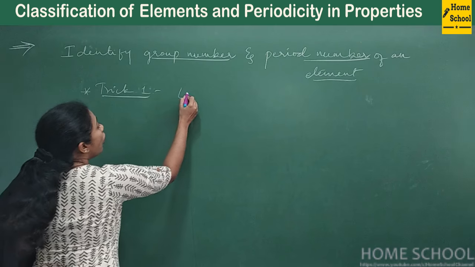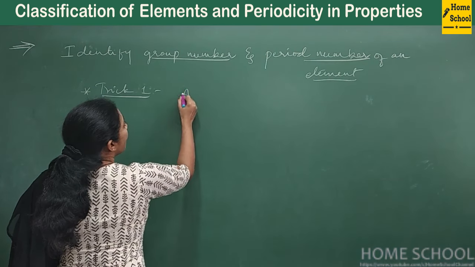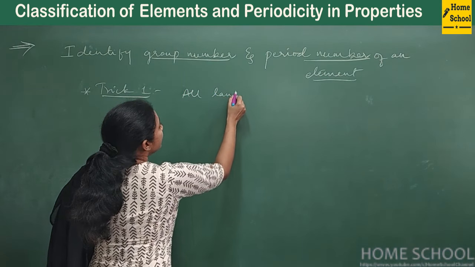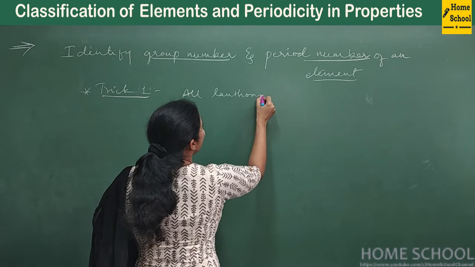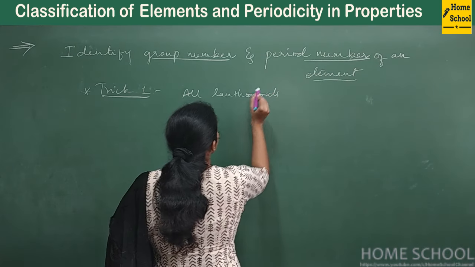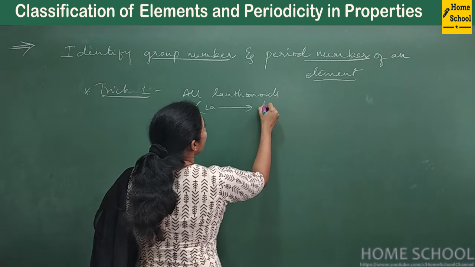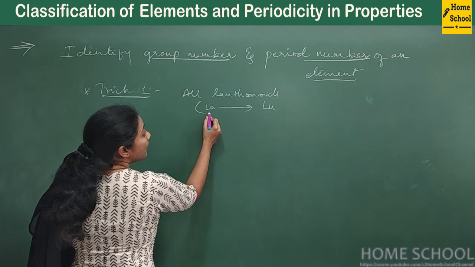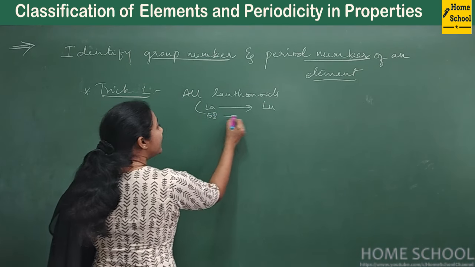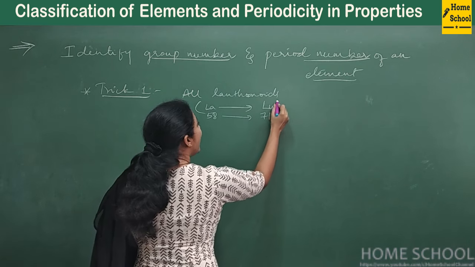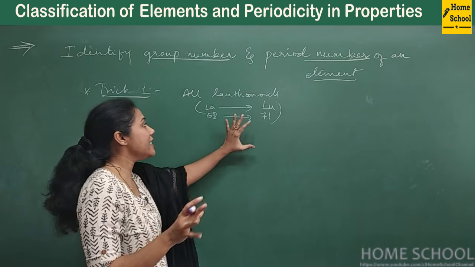So all lanthanoids. Can you tell me what are lanthanoids here? That is from lanthanum to lutetium, that is atomic number 58 to 71. So they are called lanthanoids.